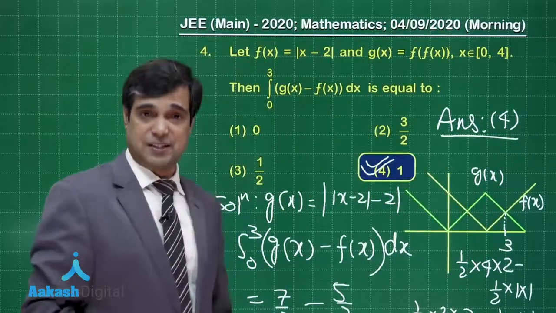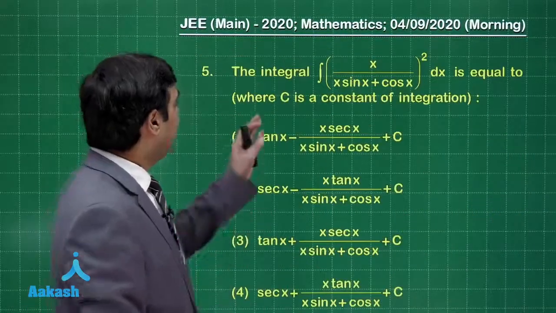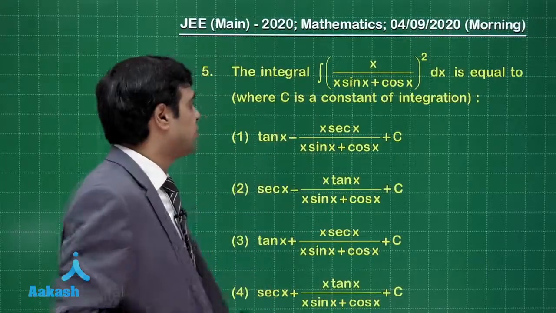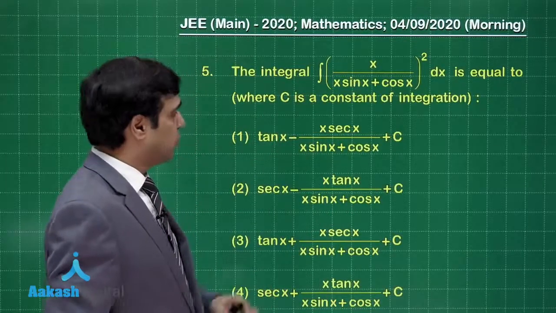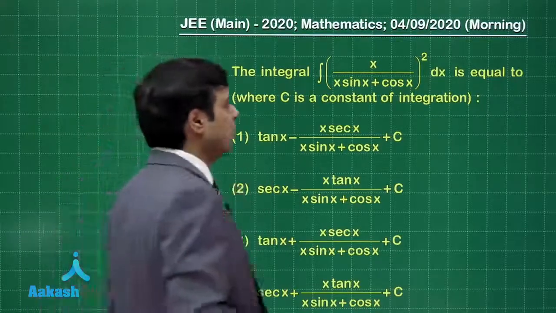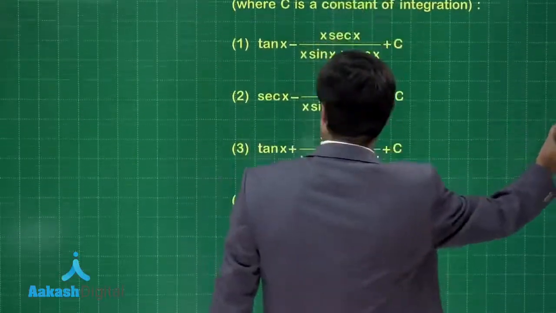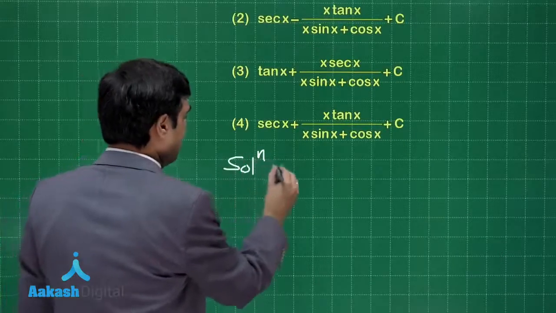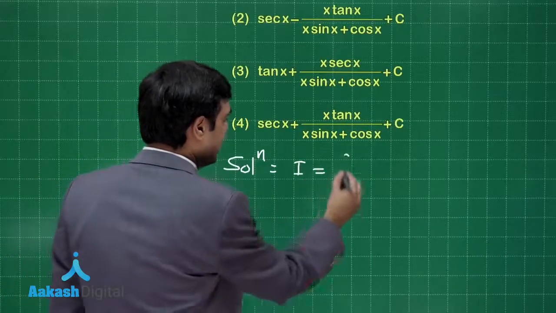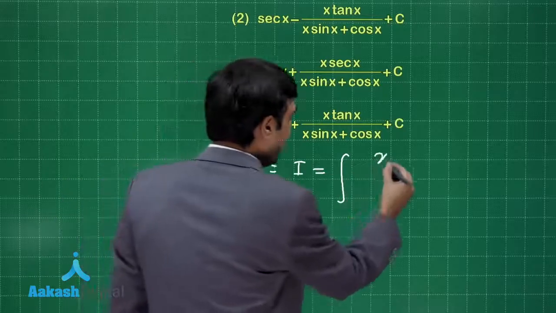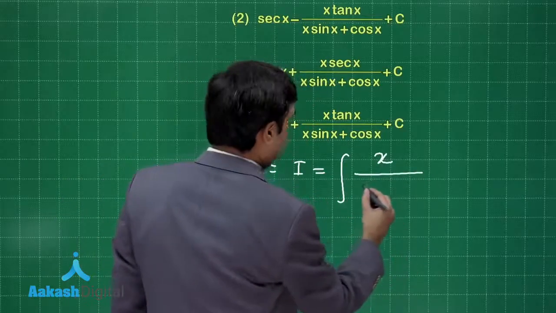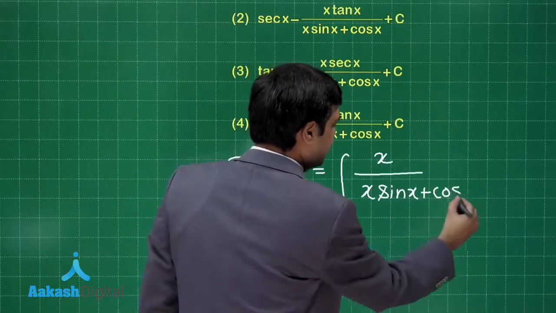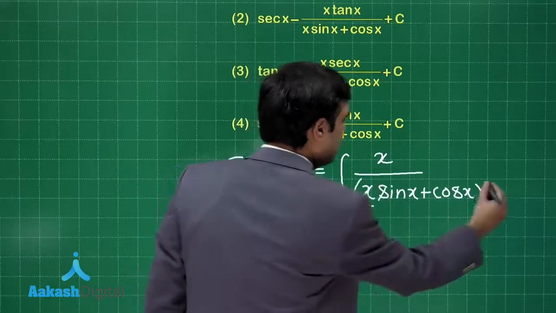Time to take up the next one. The integral of x upon (x sin x plus cos x) whole square dx is equal to, I'm sure you must have solved it for your board exams as well. All right, let's begin with this question. I is equal to integral x upon (x sin x plus cos x) whole square.